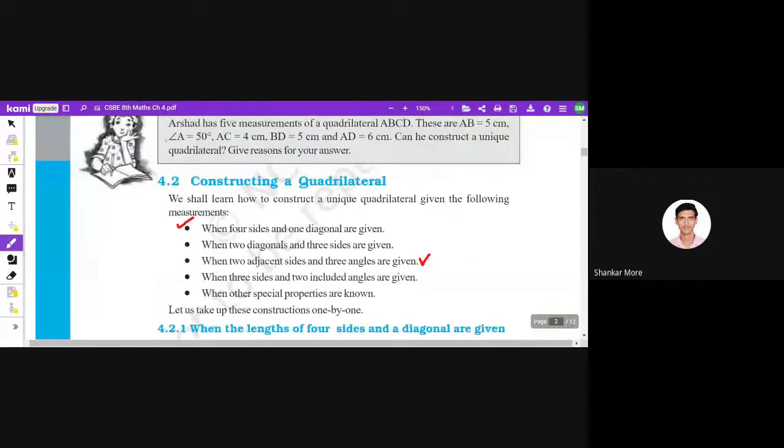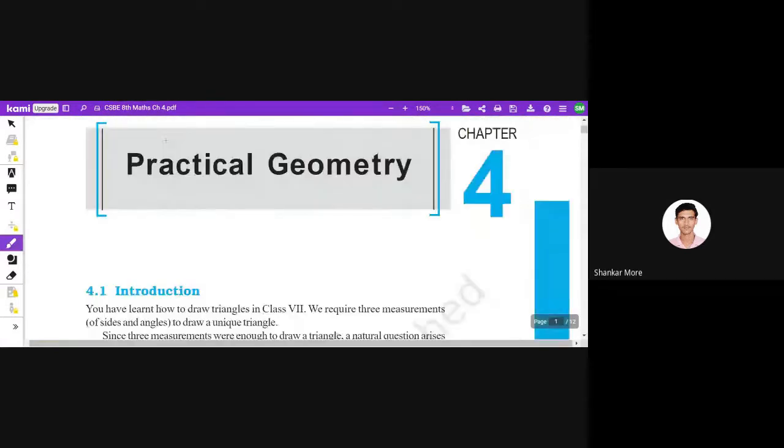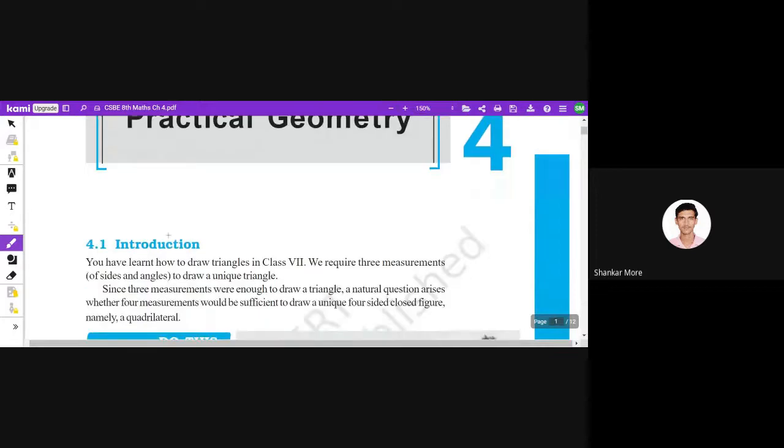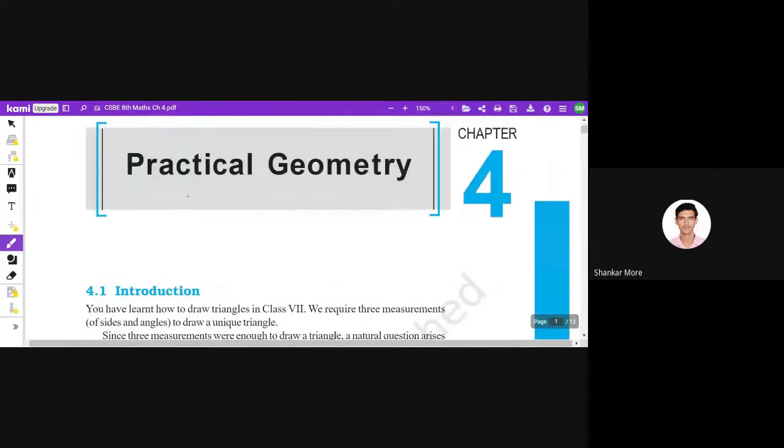Yeah. So we were learning the fourth chapter, that is practical geometry. Three students have put their attendance in: Prithvi, Om, and Priyal. Aidur, will you mind? Okay, yeah. Aidur has also put that in. So we were learning this chapter.